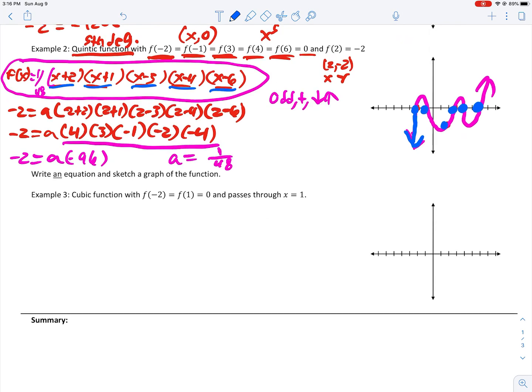Okay, last example here. Write an equation and sketch the graph. It's a cubic function. So it's 3rd degree. Right, means it's going to be odd. So the end behavior is going to start and end in opposite directions. So f of negative 2 equals f of 1 equals 0. So that means your x-intercepts are negative 2, 0, and 1, 0.